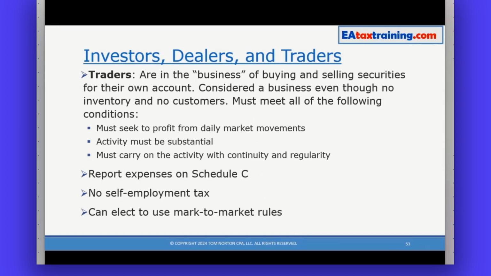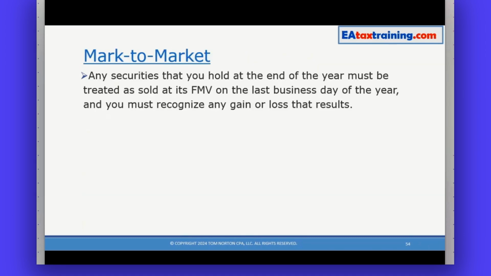They report their expenses on Schedule C because they are a business, but they don't have to pay any self-employment tax. So that's a little bit different. Most of the time you have a business on Schedule C, then any profit, you're going to pay a self-employment tax. But traders do not have to pay a self-employment tax, and they can elect to use the mark-to-market rules if they want to, and we will talk about that next.